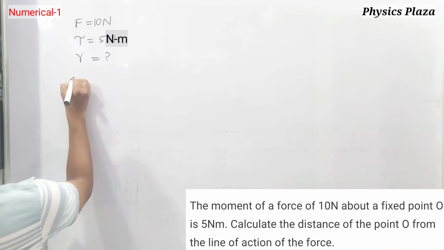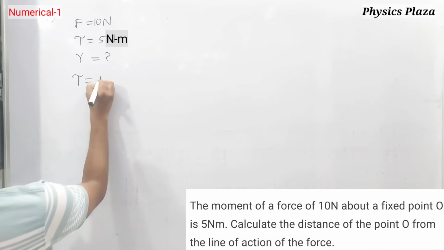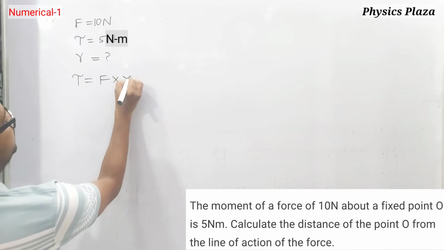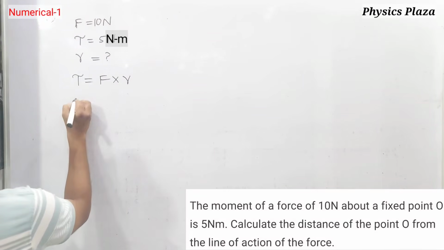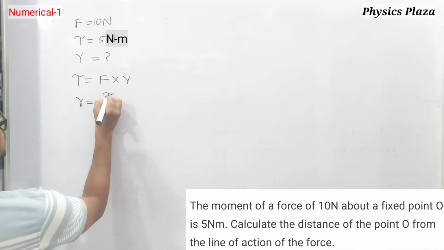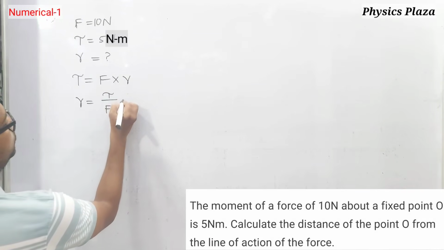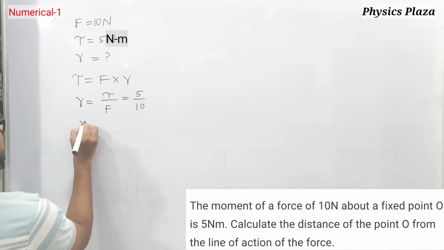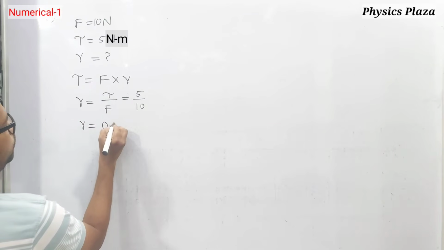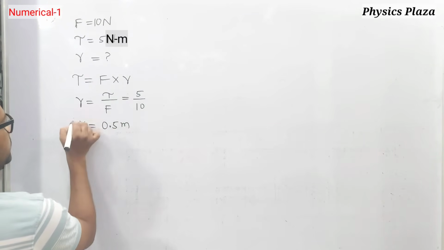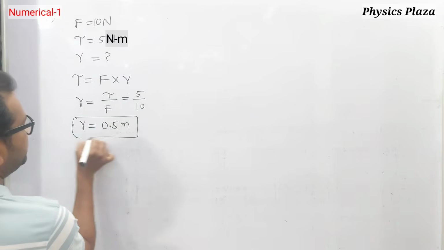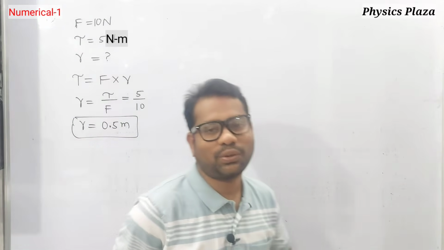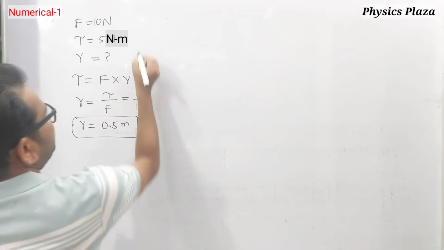So for this we have, children, moment of force is equal to force into perpendicular distance. Let us write the formula for perpendicular distance, that is tau by F. So tau is given how much, children? 5, and F is 10. So 5 by 10 is how much, children? It is 0.5 meters. So this is the answer. Did you get the same answer? You can cross check once again. Okay, fine.